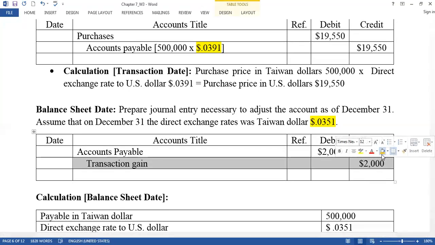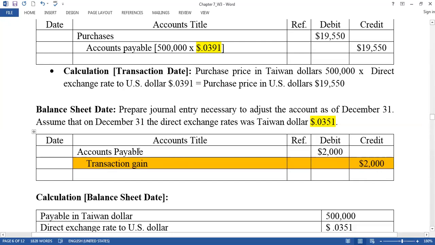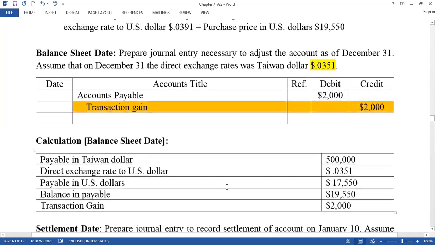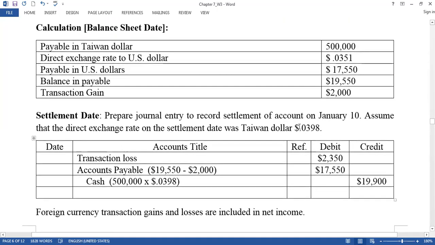You record a gain, credit, and as it is your gain, you don't need to pay this money. So your liability decreased, debit. But the payment date came. Payment date is unfavorable. In the payment date, the rate became higher, right? Rate became higher means you have to pay more money, more dollars, to Taiwan.